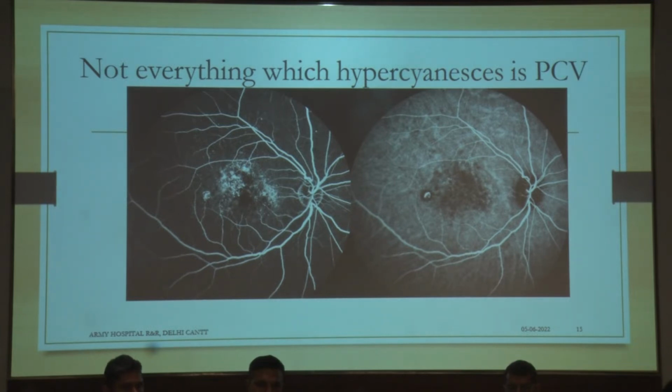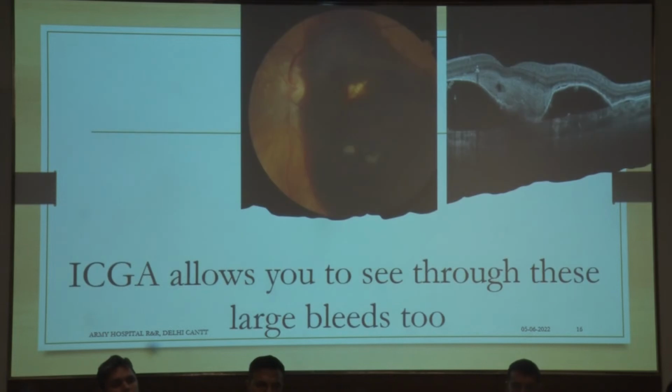Especially if you're doing an ICG, on the left side you can see hyperfluorescence. These are the drusen. On the right side, again you can see hyperfluorescence on ICG. These are again drusen, which are sometimes falsely labeled as polyps. The advantage of ICG over FFA is that even with a large bleed, you can do ICG, whereas in FFA you can't, because you will see only block fluorescence.